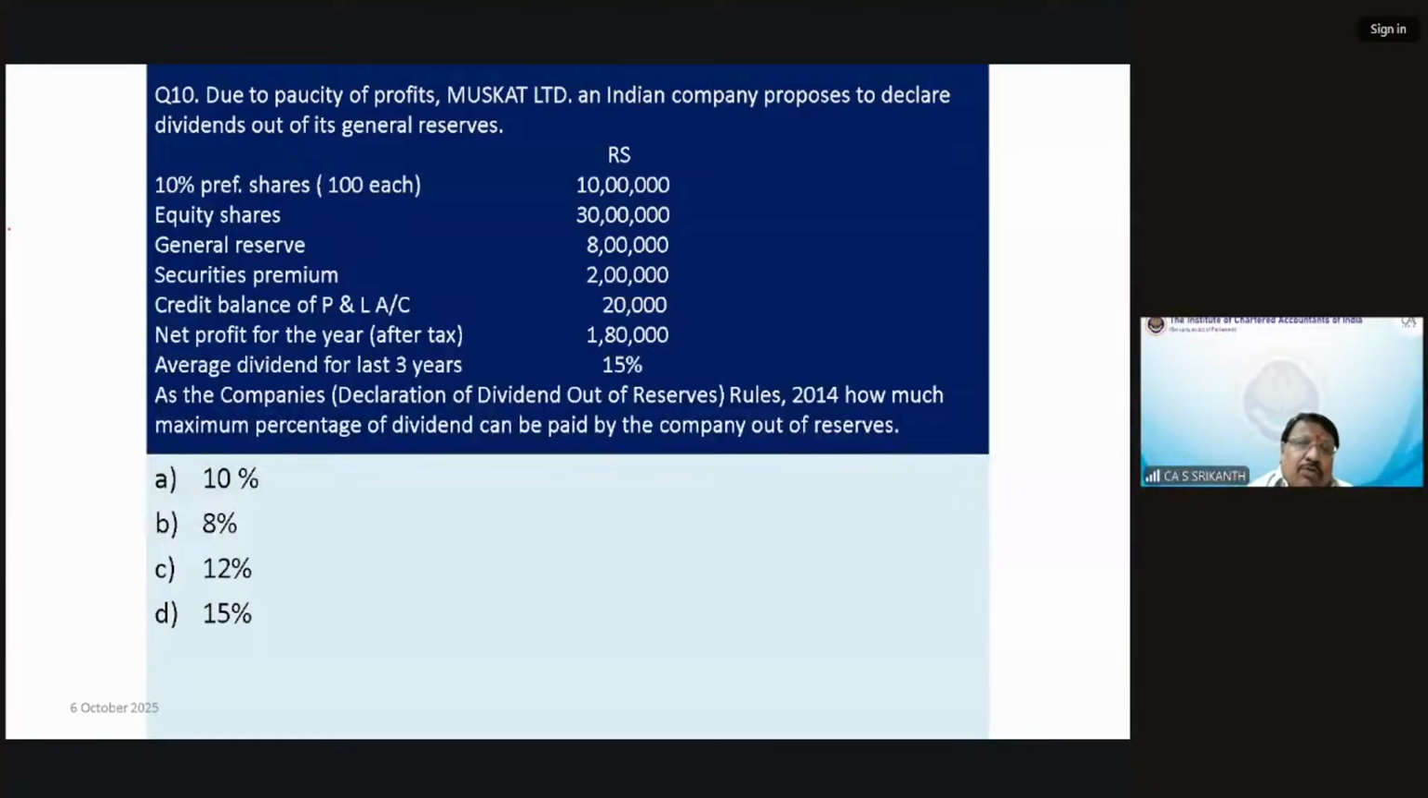Credit balance of P&L account. Net profit for the year. See, here there is one peculiarity. That is, there is a preference dividend of 10%. So there are many ways of looking at it. Let us see what you are saying.